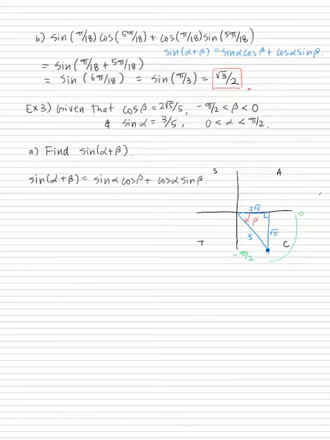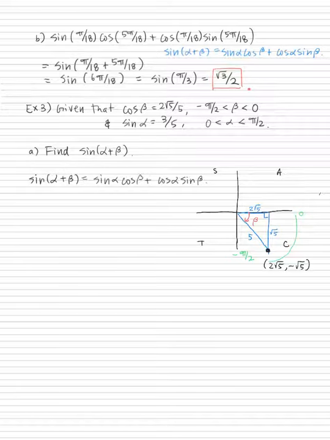This point right here is where x is 2 root 5 and y is negative square root of 5. Oh, why did I just put 3? Sorry. Okay, keep that in mind. So that's our angle beta.